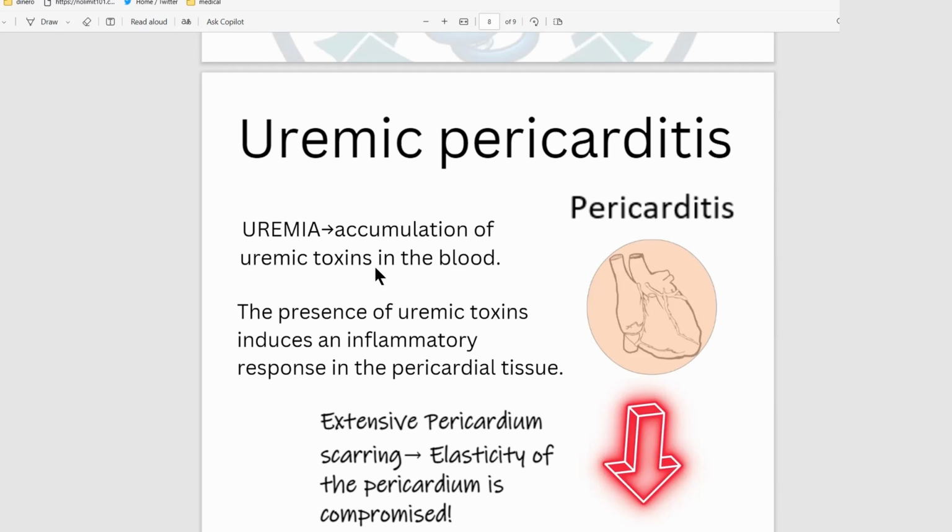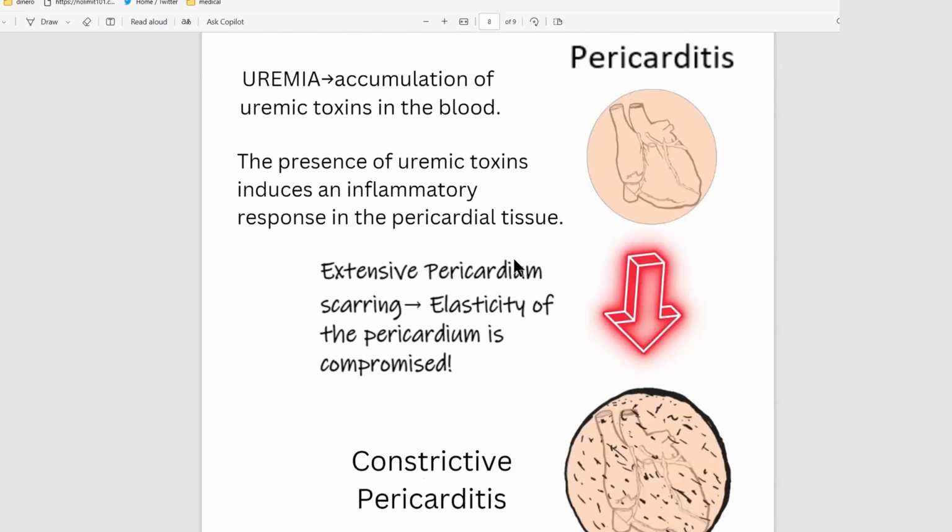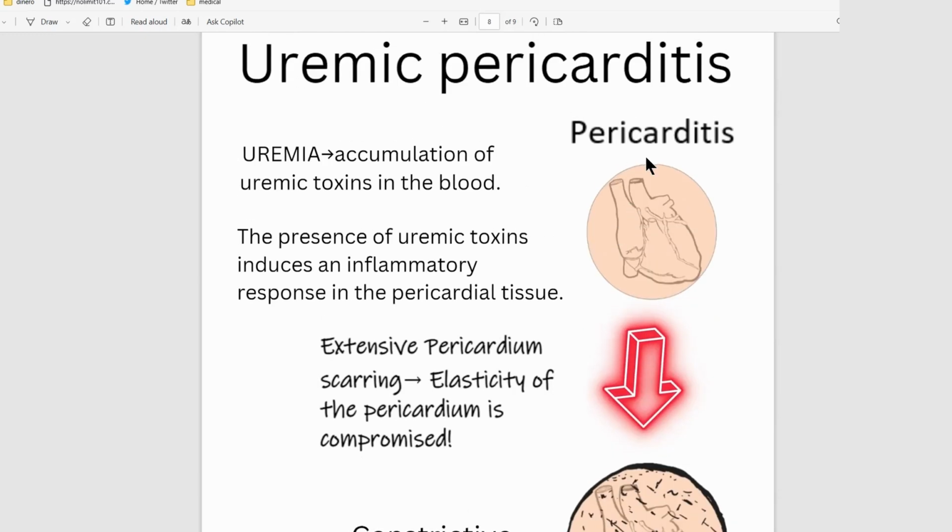There's a long list of them. Good thing you don't really have to know the names of them. There's so many of them. Phenol, they have a lot of different names, but the point is that their reaction is more important, like what they do. And what they're doing here is inducing an inflammatory response to the pericardial tissue. With time, of course, it starts off as a regular type of pericarditis.